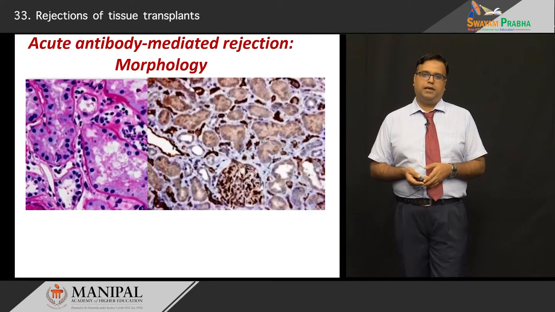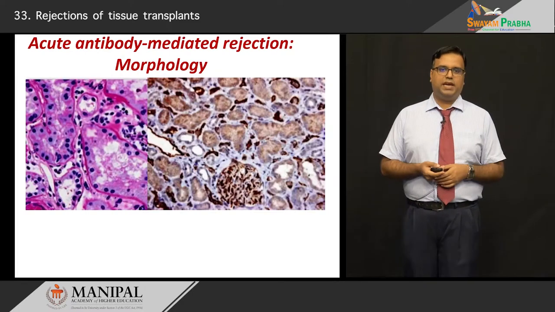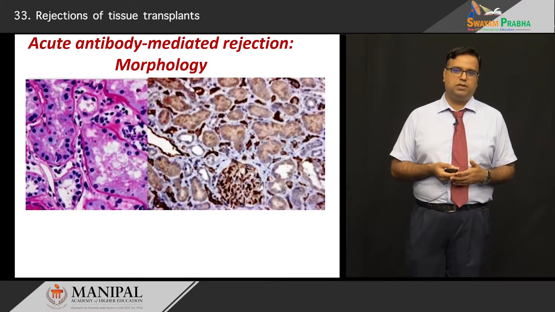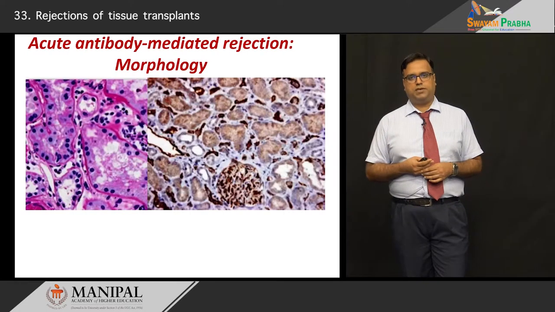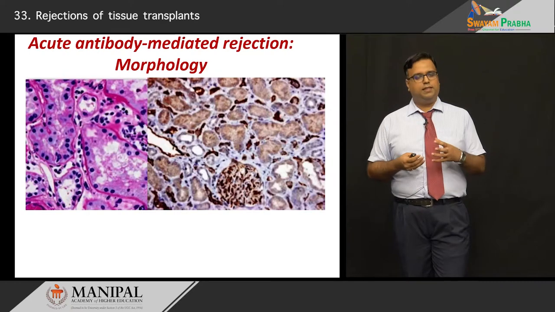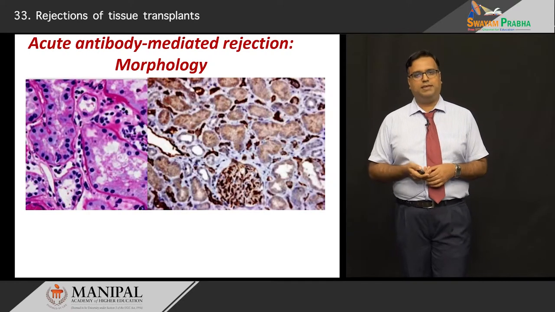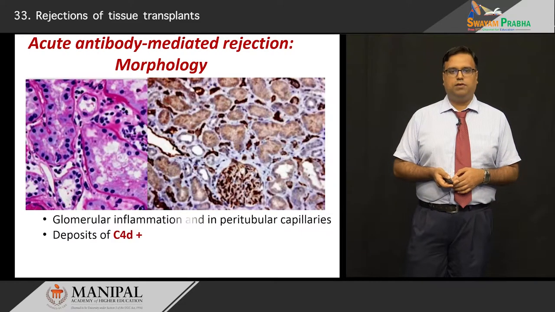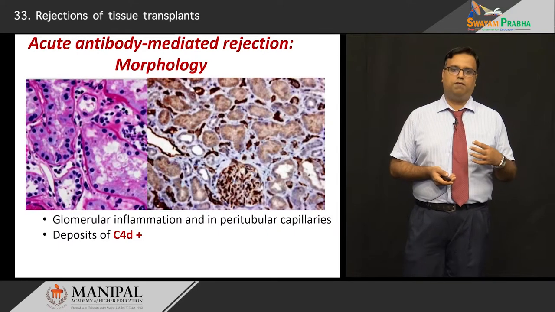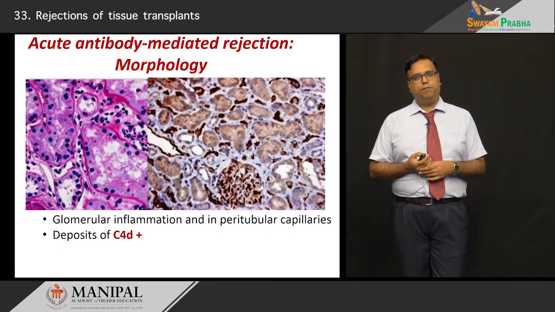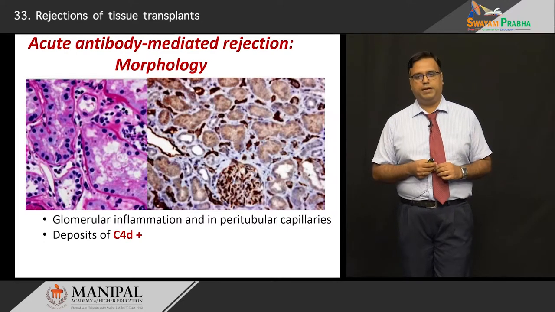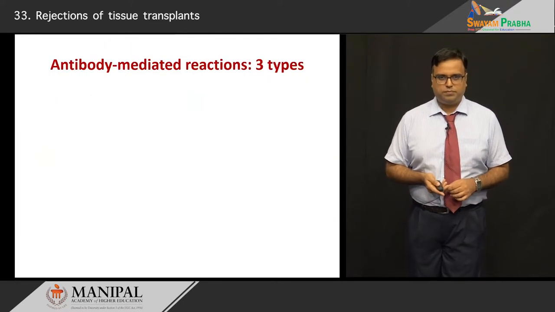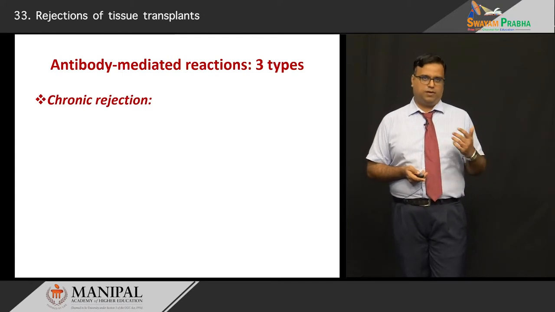This is how it looks. You can see on the left of your screen a PAS-stained image. Again, there you can see tubulitis and inflammation. On the right of the screen, which is a little brown, is an immunohistochemistry. You can see that within the glomerulus, there are cells, usually CD4 mediated. So, deposits of C4d, the complement component, is a very important facet here to identify that it's an acute mediated damage.